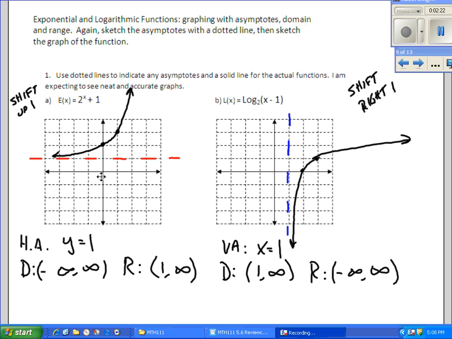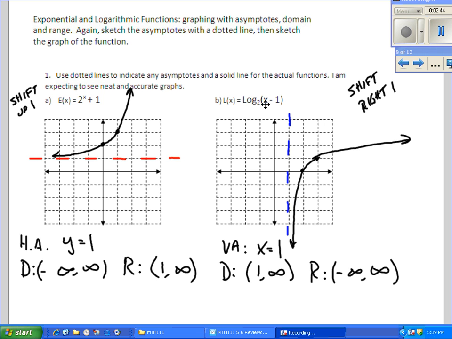So I know the graph of 2 to the x has a nice point at 0, 1, and a nice point at 1, 2. Those both get shifted up. 2 to the x has an asymptote along the x-axis, and so shifting that up gives me an asymptote at the line y equals 1. So I have a horizontal asymptote y equals 1. My domain's negative infinity to infinity, and my range is 1 to infinity, not including the 1.